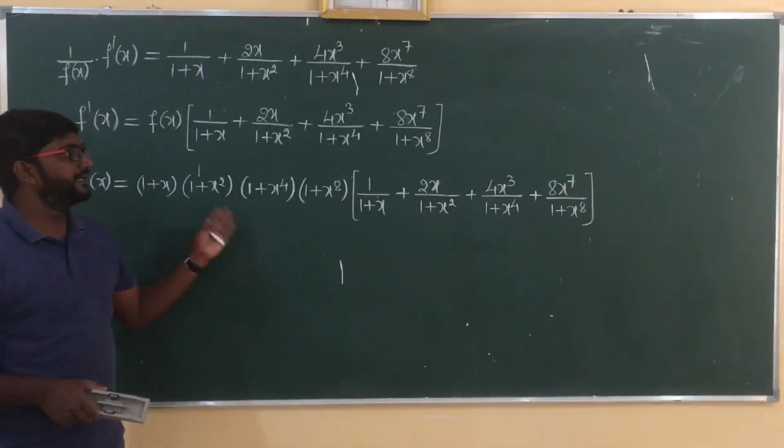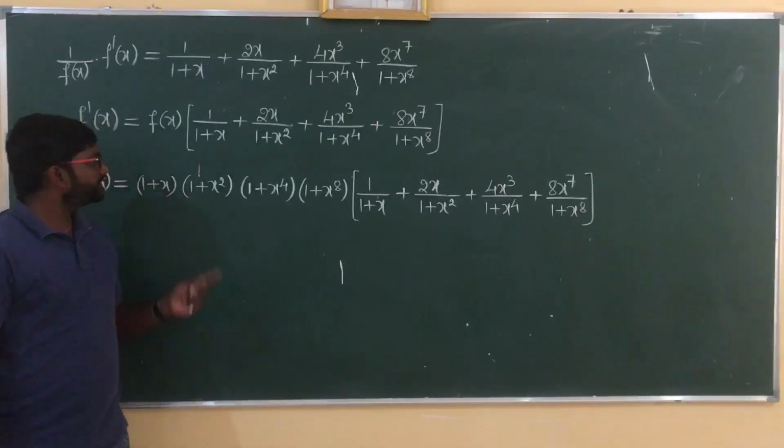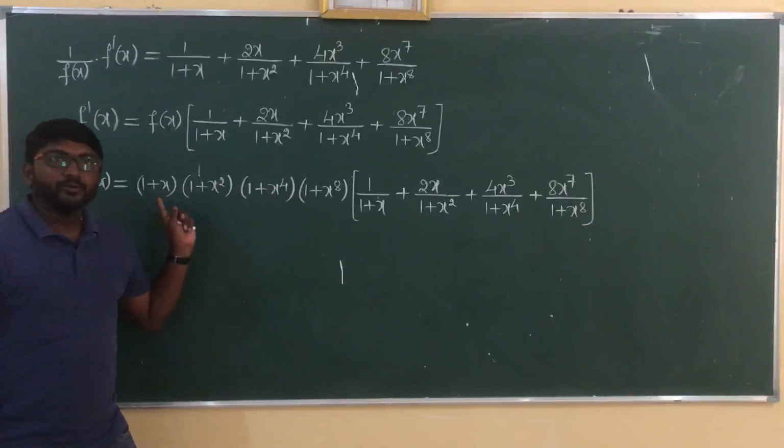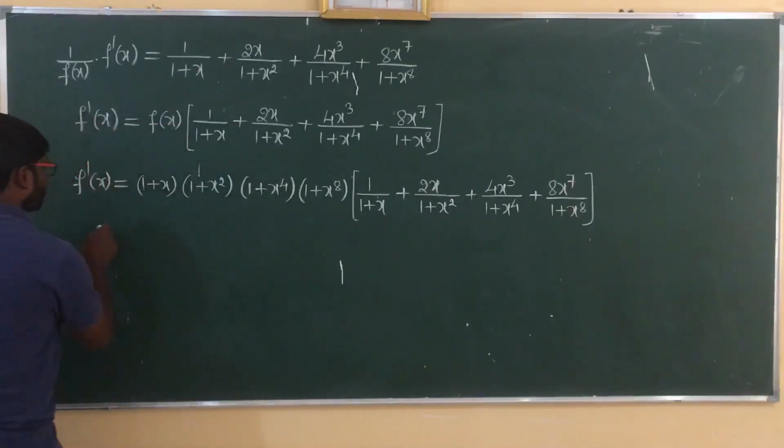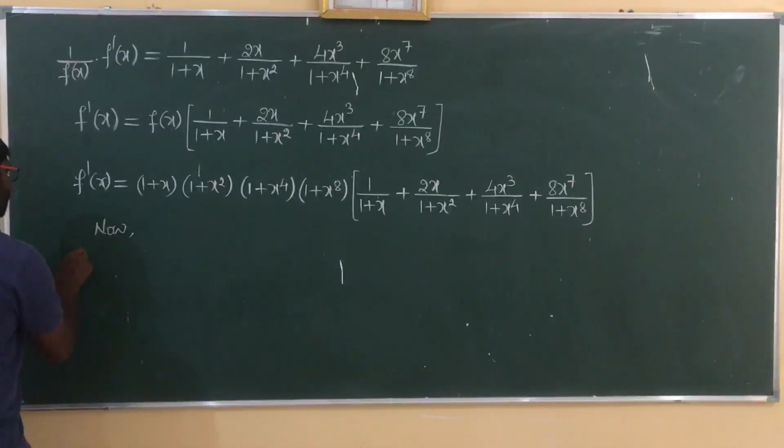Now we will have to find f dash of 1. That means in the right hand side we have to replace x by 1. So see here. Now I go for f dash of 1.